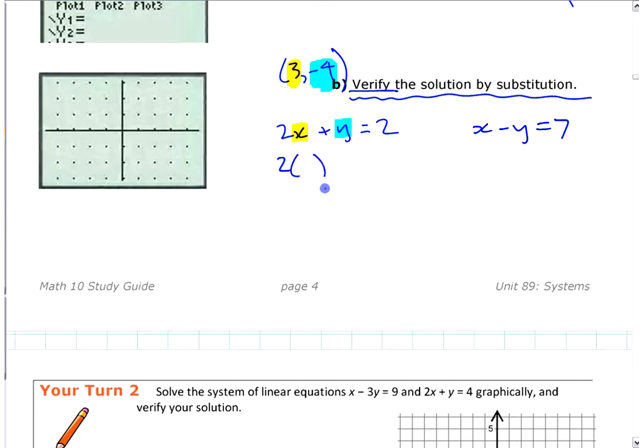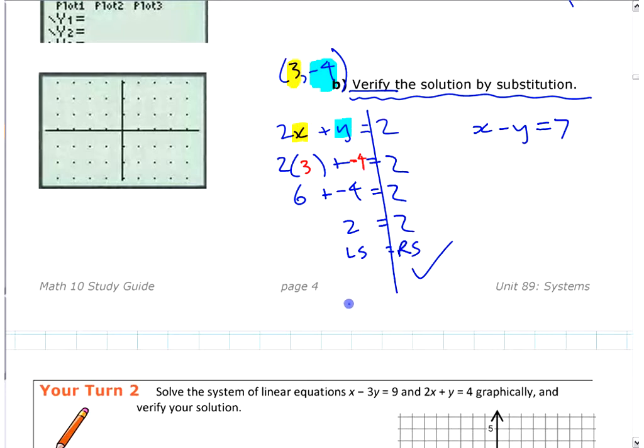2 times 3 plus negative 4. Just put the numbers in, right? Does that work? See if it works. Just keep the equal sign there and see if it equals 2. 6 plus negative 4, is that 2? 2 is 2. It works, right? Left side equals right side. Okay, that number works. So it works in that equation.